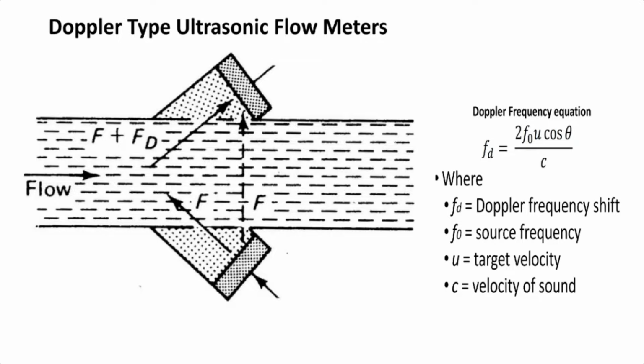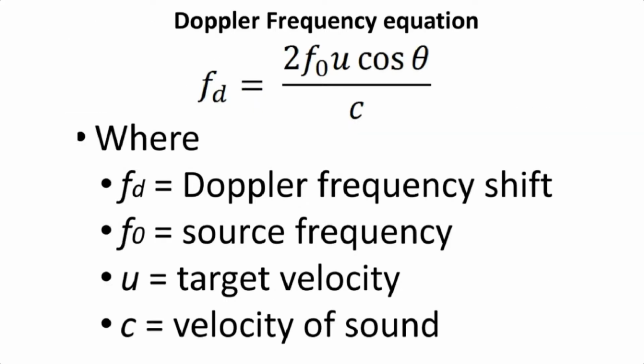Along with the blood flow, there is a frequency called Ft. Ft is nothing but the Doppler frequency which flows along with the blood flow. So here, if the blood flows in the same direction, it gives a frequency of F plus Ft, and if it flows in the opposite direction, the frequency would be F minus Ft. The Doppler frequency is given by Ft equal to 2 F naught U cos theta by C, where Ft is the Doppler frequency, U is the velocity, C is the velocity of sound, and F naught is the input frequency.